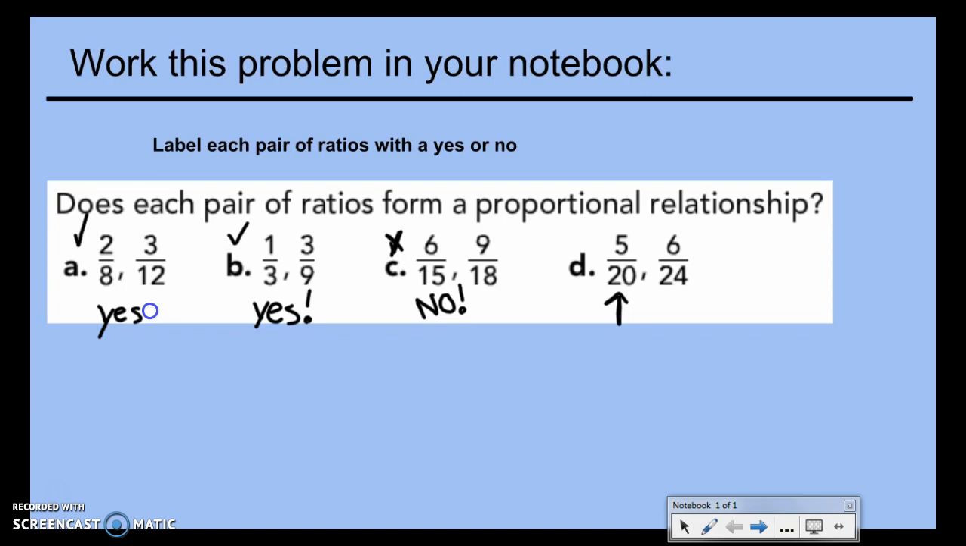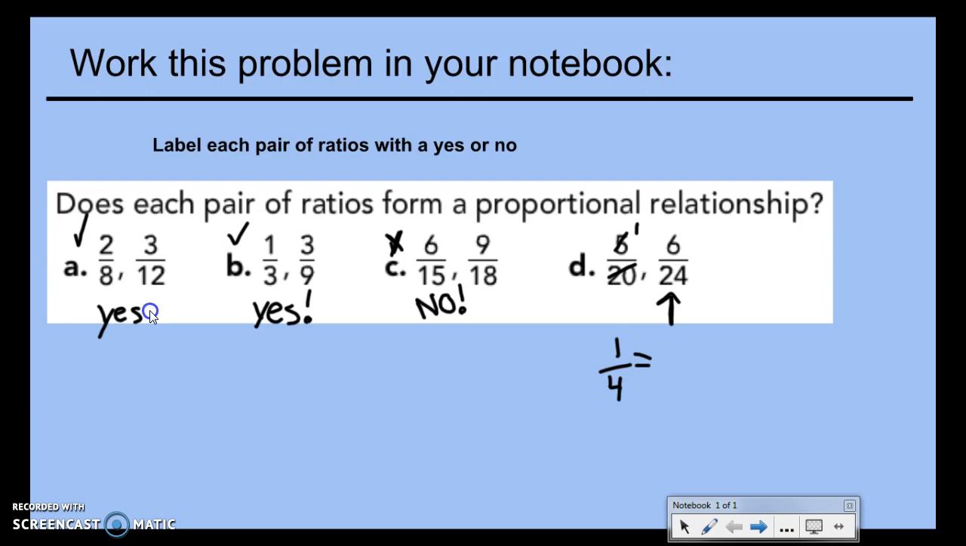Can that be reduced? Yes. 5 can go into itself 1 time, and into 20 4 times. Alright, let's move over. Can 6/24 be reduced?